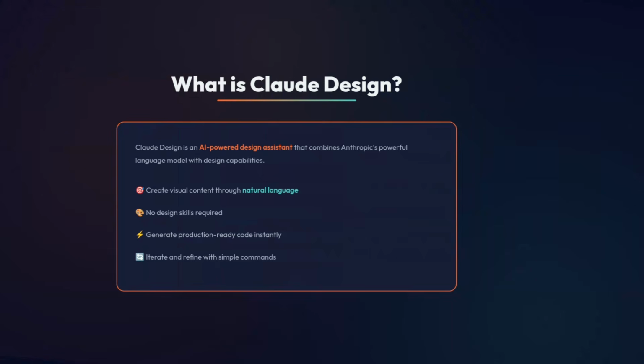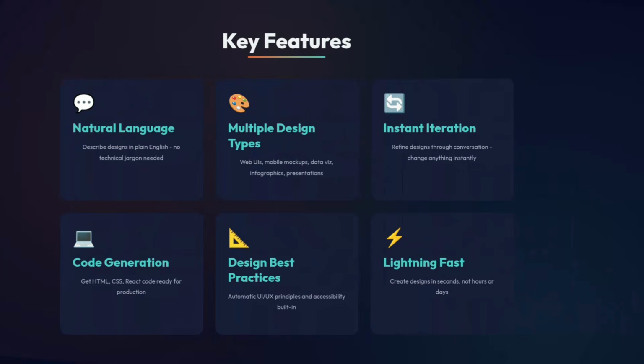Now let's talk about the features that make Claude Design so powerful. First up, natural language interface. You can describe your design in plain English. Want a modern landing page? Just ask. Need a mobile app mockup? Describe it. Second, multiple design types. Claude Design can create web interfaces, mobile mockups, data visualizations, infographics, presentation slides, and even interactive prototypes. Third, instant iteration. Don't like something? Just tell Claude what to change. It's like having a design conversation rather than manually adjusting pixels.